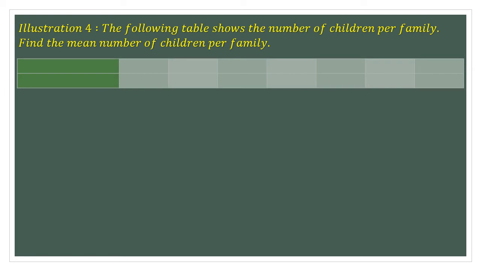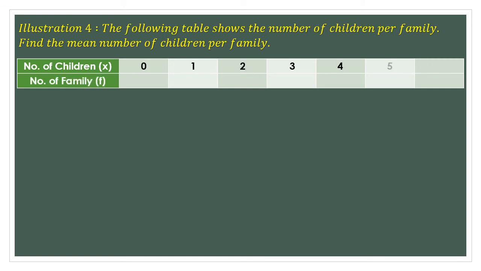I will continue with the illustration, that is illustration 4. The following table shows the number of children per family and we need to find the mean number of children per family. The table is already given here, the number of children is denoted by X naturally and number of families is denoted by F. So number of children were 0, 1, 2, 3, 4, 5 and the number of families, which is given in the question itself, I am just presenting it in better graphics: 4, 8, 23, 8, 6, 3. The total families are 52.